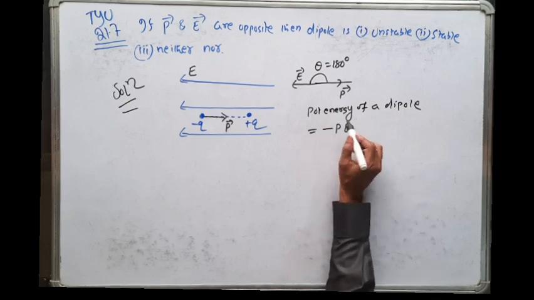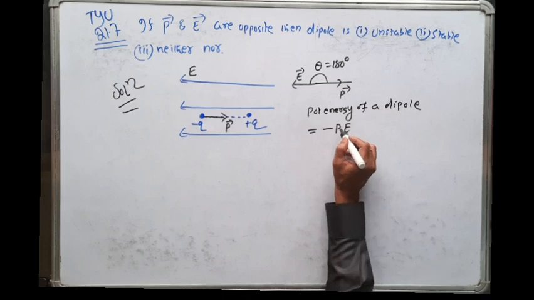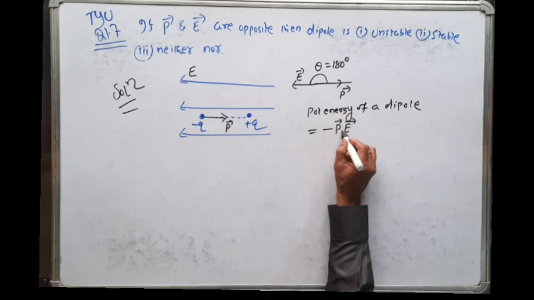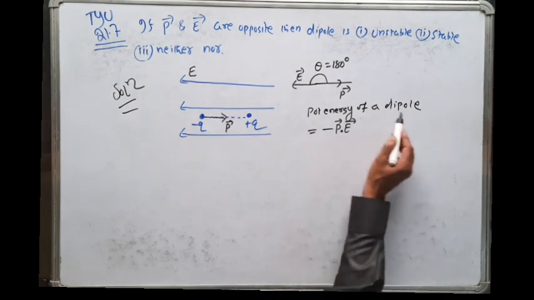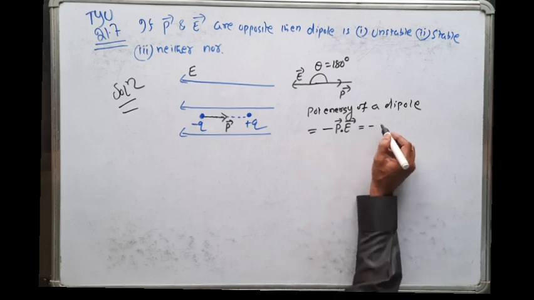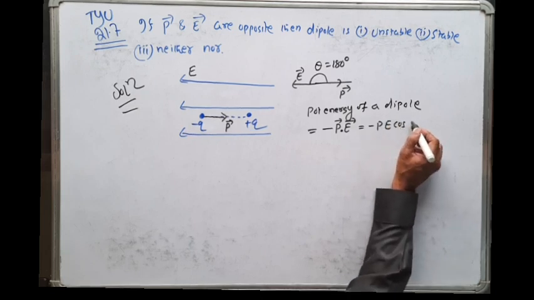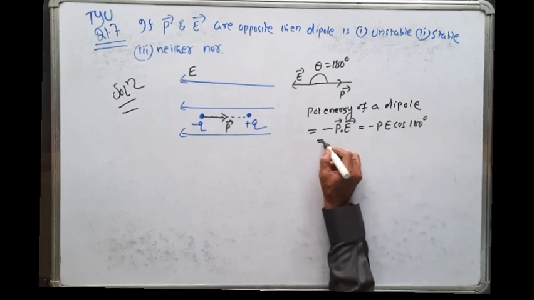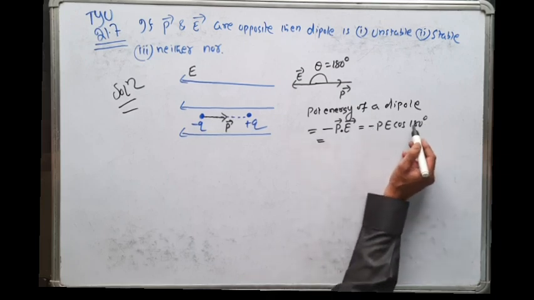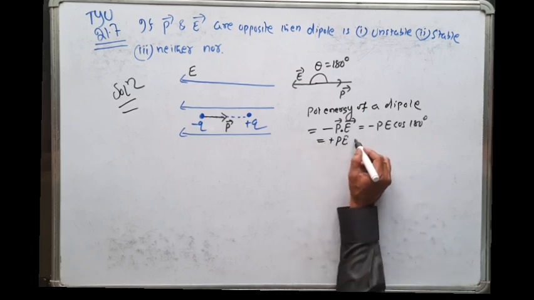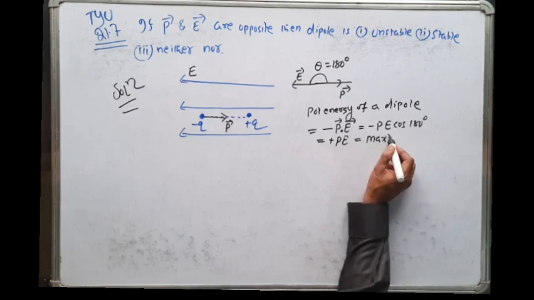But potential energy is a scalar quantity. The dipole moment is a vector quantity, and the electric field is a vector quantity. Just take a dot product. So the potential energy of a dipole is minus P dot E, that is minus P E cos theta. Theta is 180 degrees, so cos 180 degrees is equal to minus 1. So the potential energy is, with minus 1, plus P E. So here this potential energy is maximum.